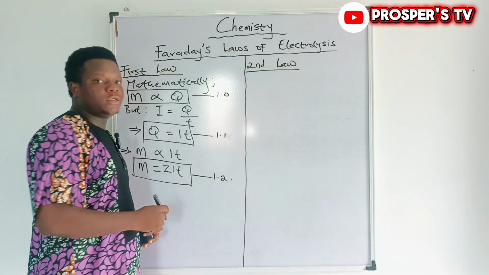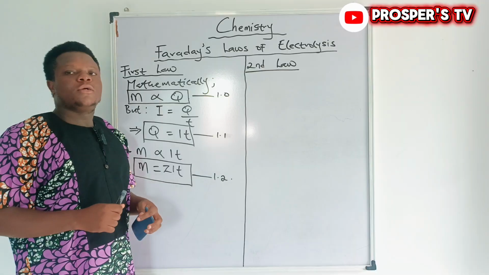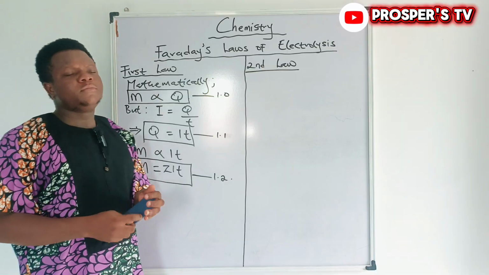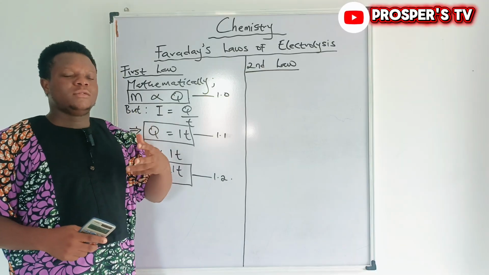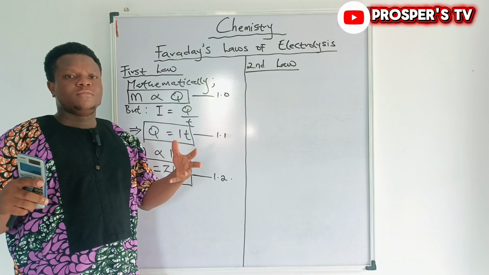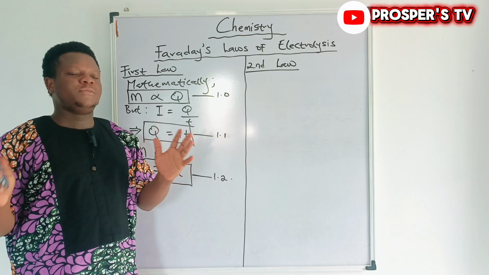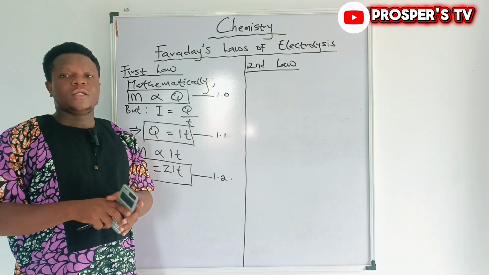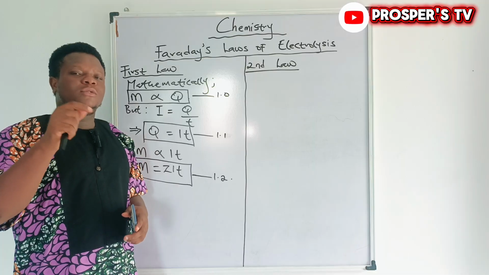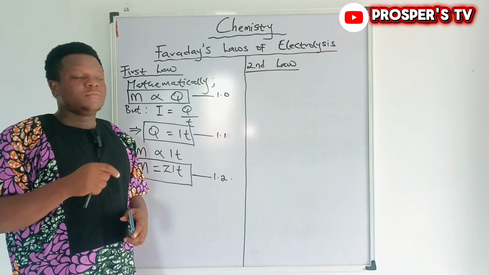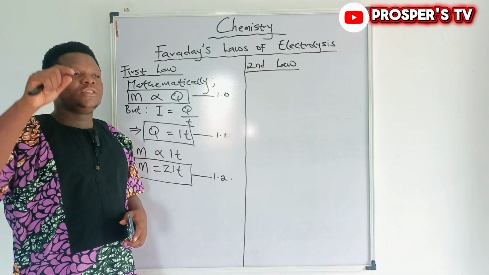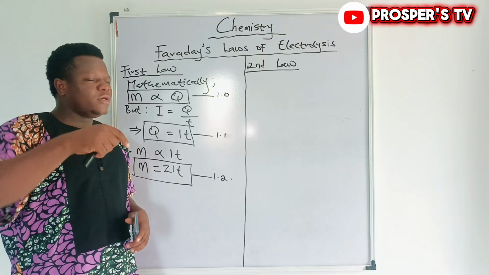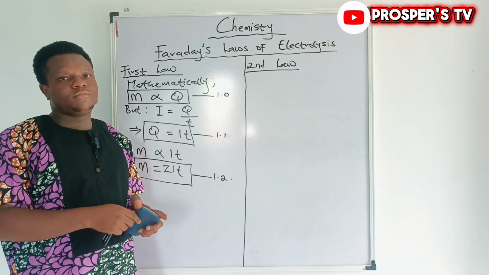Faraday's second law of electrolysis. Faraday's second law of electrolysis states that when the same quantity of electricity is passed through two different electrolytes, the mass of each element that would be deposited is inversely proportional to the charges on the ions of these elements.